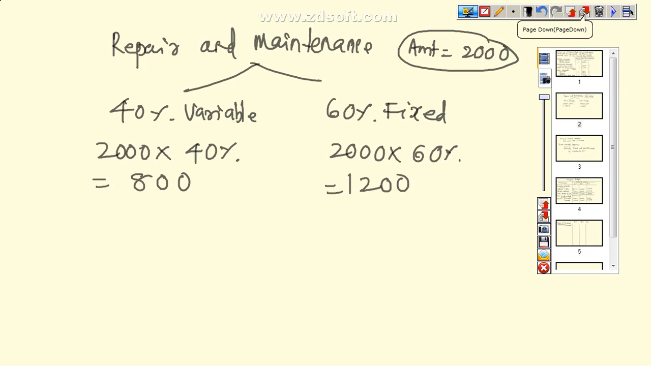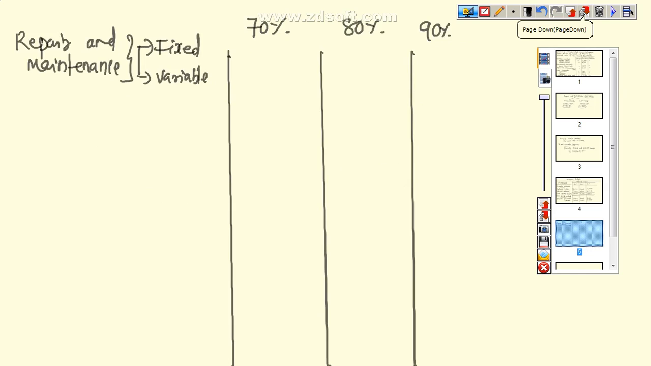And what is the rule of fixed cost? In case of fixed cost, amount remains constant irrespective of level of production or capacity. But in case of variable cost, it will change according to change in level of production. So we write it in this table. Fixed portion, that is equal to 1200. Here also we write 1200. Here also we have to write 1200. In case of variable, already we have calculated 800. Now we have to calculate for 70% as well as 80% capacity.